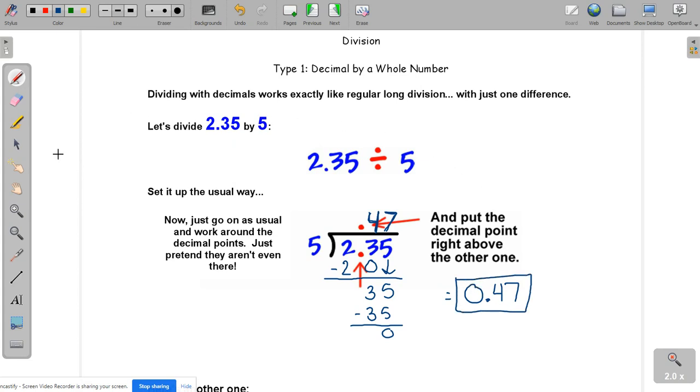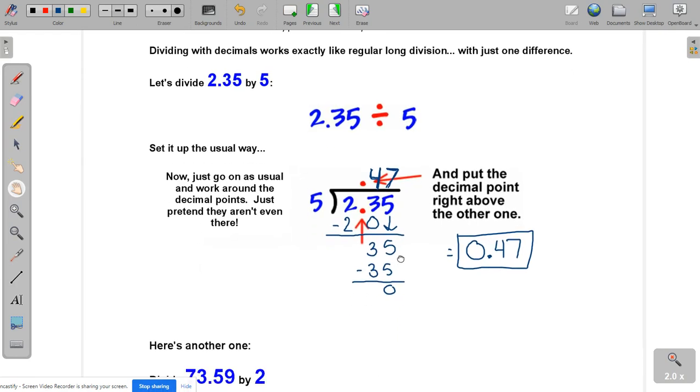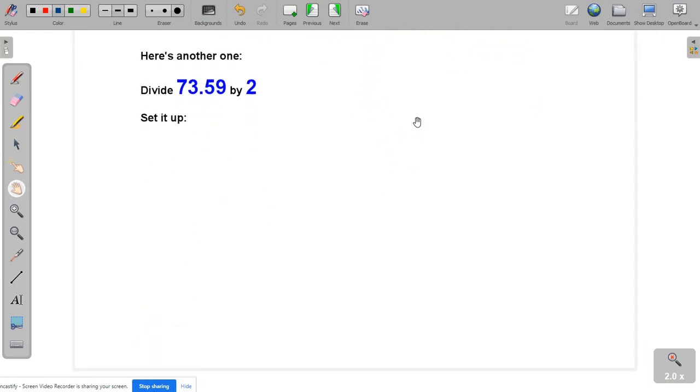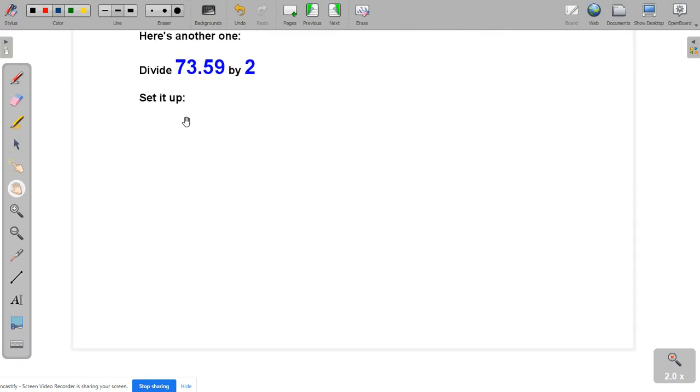Let's look at another example. We're dividing 73.59 by 2. Before you begin, make sure you move your decimal point up, right above.